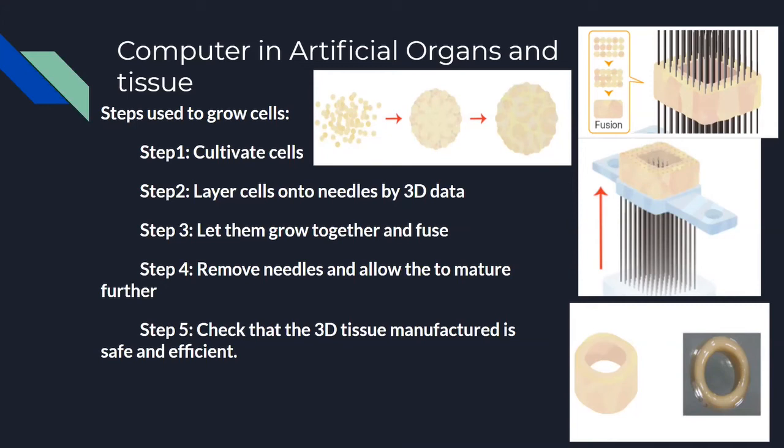They rearrange them in this order with these spikes so that they can fuse together, as step three implies. So they grow and fuse together and mature better. Step four is you finally remove that little tray, the little needle with the tray, slide it up, and allow the tissue to mature even further. The final step is step five, where you have to check that the tissue manufactured is safe and efficient and has similar properties to what you're trying to replace.